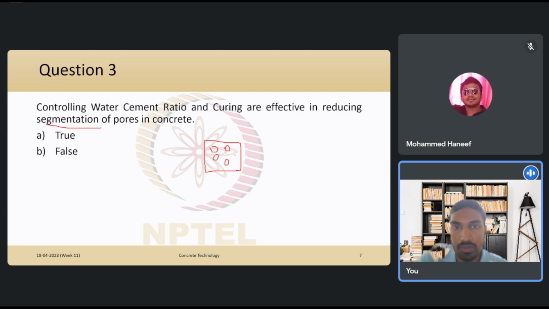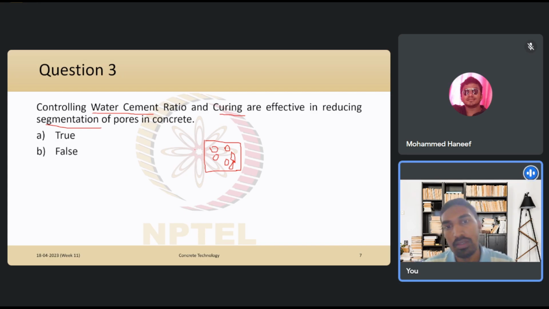Suppose we have more pores, there is a higher chance that the pores will join together, and then you'll have larger pores. When they are interconnected, it will be easier for external factors to get in, and for corrosion or other degradation processes to occur. So here we are saying, if we control the water to cement ratio and also do good curing, is it effective in reducing the segmentation?